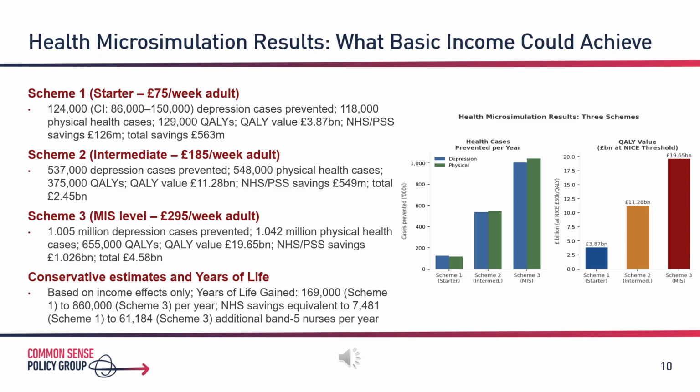A fiscally neutral reorganisation of the tax and benefit system produces £126 million in annual NHS savings and prevents 124,000 cases of clinical depression each year. The health economic case for basic income does not require accepting additional public spending. It holds even for the revenue-neutral starter scheme.